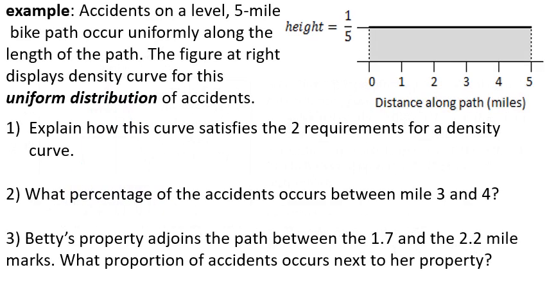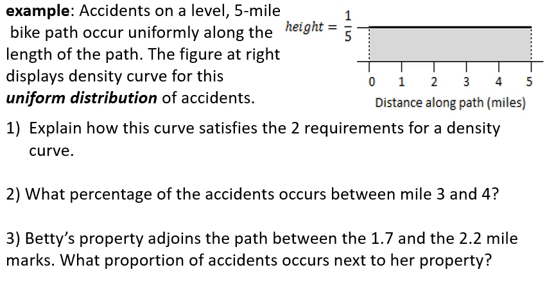All right, here's an example of a density curve. It's the simplest of all. It's just this horizontal line up here. This distribution would be considered a uniform distribution.